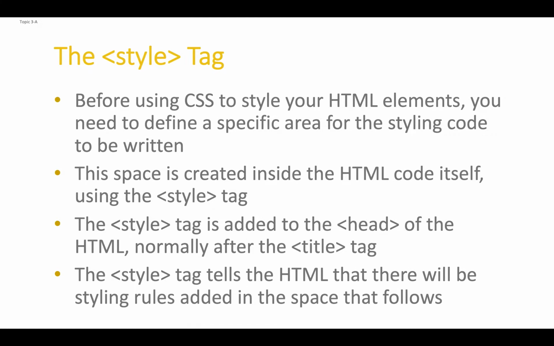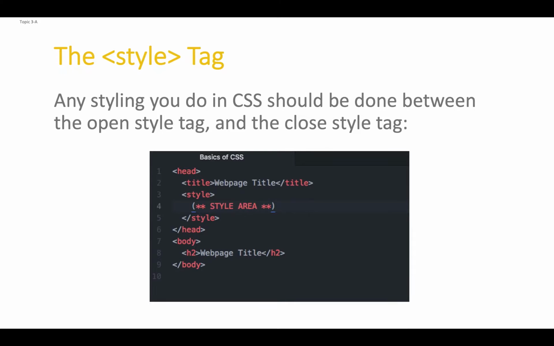The style tag. Before using CSS to style your HTML elements, you would need to define a specific area for the styling code to be written. This space is created inside the HTML code itself using the style tag. The style tag is added to the head of the HTML, normally after the title tag. The style tag tells the HTML that there will be styling rules added in the space that follows. Any styling you do in CSS should be done between the opening style tag and the close style tag.